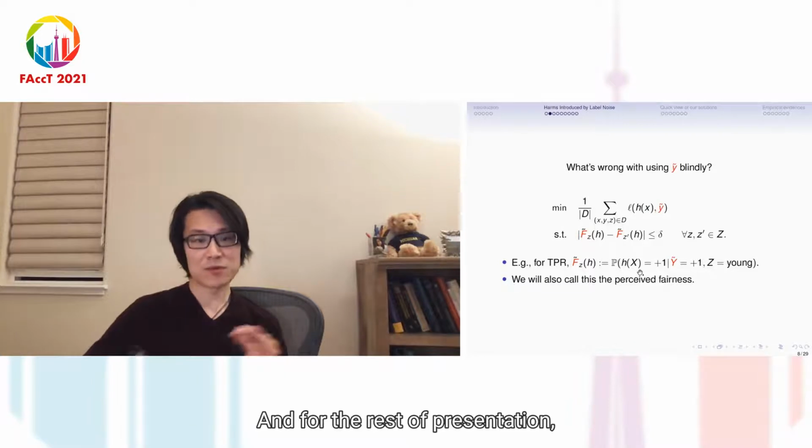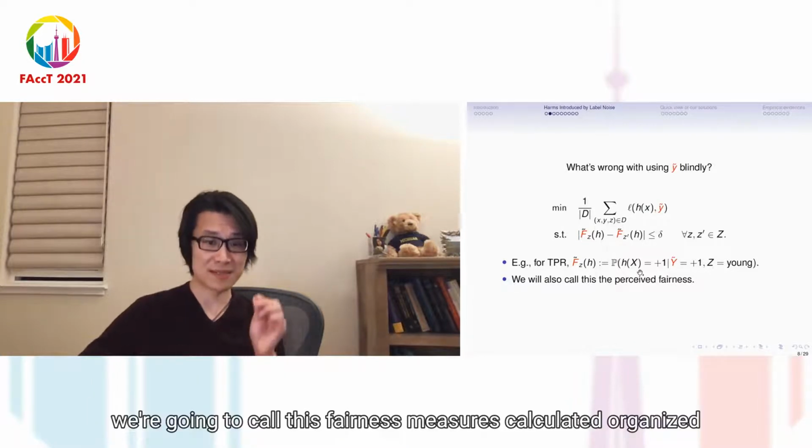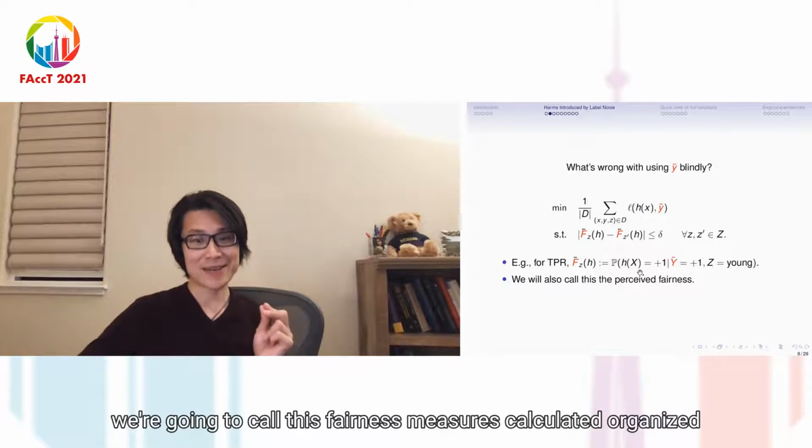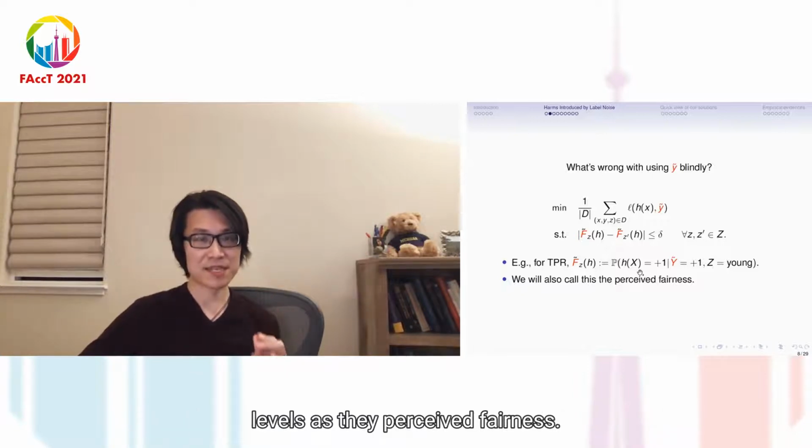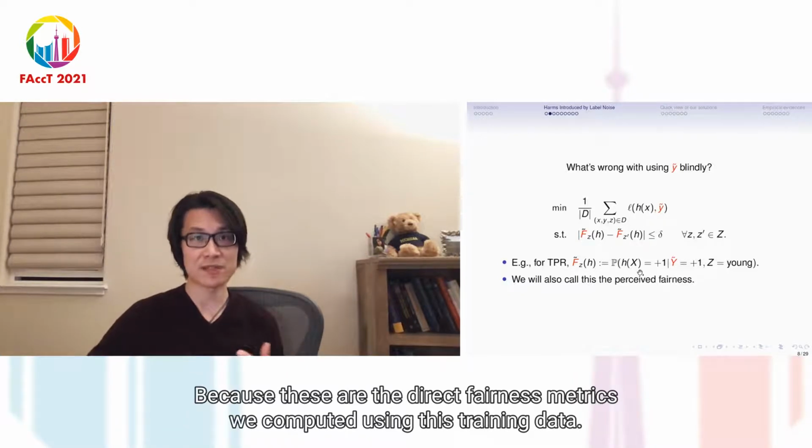For the rest of the presentation, we are going to call these fairness measures calculated on the noisy labels the perceived fairness, because these are the direct fairness metrics we computed using this training data.